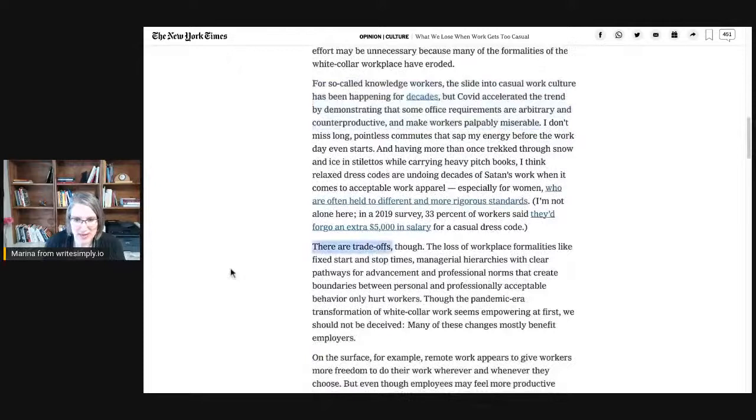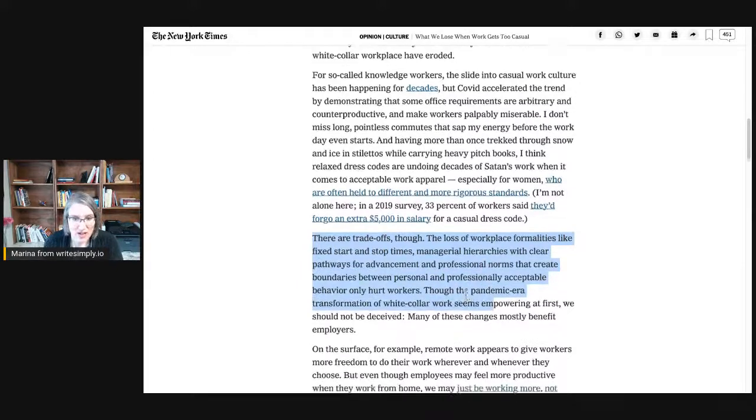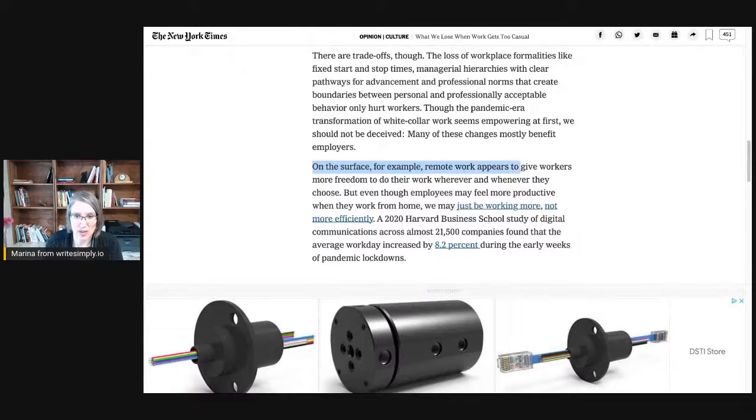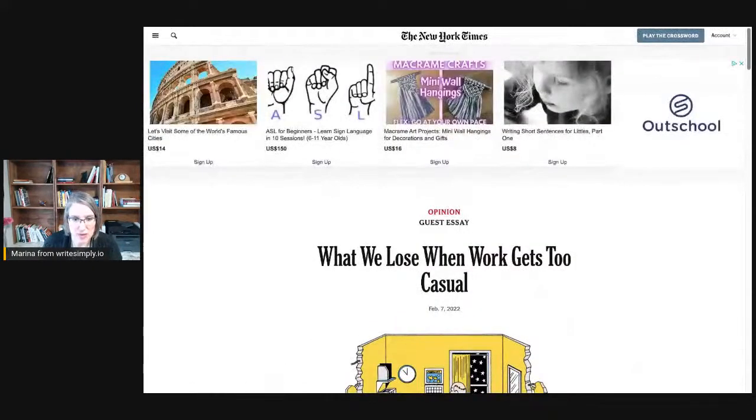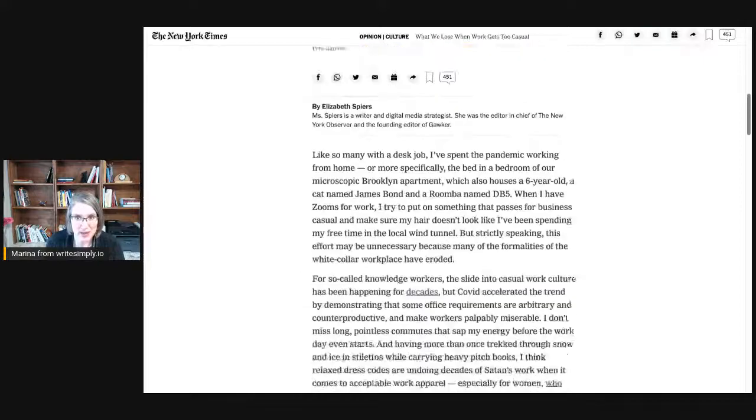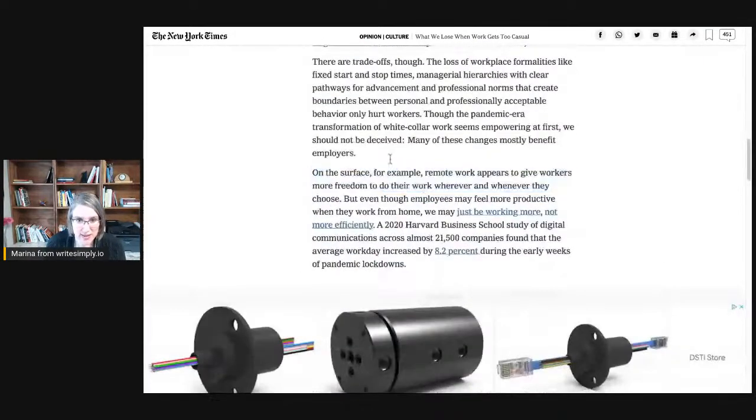Let's see here. There are trade-offs. The loss of workplace formalities like fixed stop and start times. She goes on and on. On the surface, for example, remote work appears to give workers more freedom. So she's more talking about the time. But let's see when she's going to dive into what we lose when work gets too casual. So not just about clothes, but also about, here we go. On the surface, for example, remote work appears to give workers more freedom to do their work wherever and whenever they choose. But even though employees may feel more productive when they work from home, here we are, we may just be working more, not more efficiently.